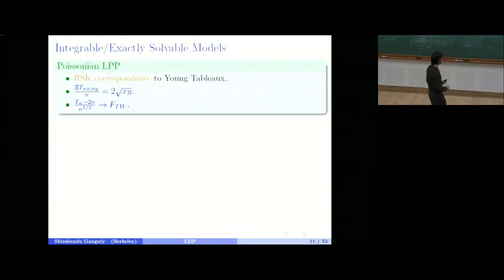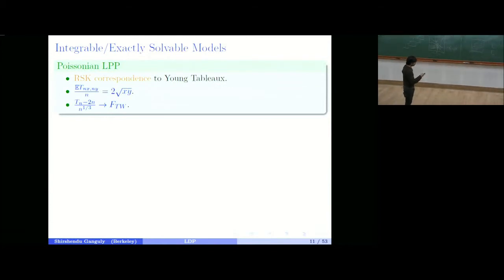Okay, so what is known? Like I said, the Poissonian LPP case is known, and there the correspondence that people use is connections to permutations and Young diagrams. This is what is known as the RSK correspondence to Young tableaux, and it turns out that the shape theorem is given by the function square root of xy. And again, this is the fluctuation result where you center by the right thing and divide by n to the 1/3, which you expect to be the order of the fluctuation, and then the limit is known to be the Tracy-Widom or the GUE largest eigenvalue.